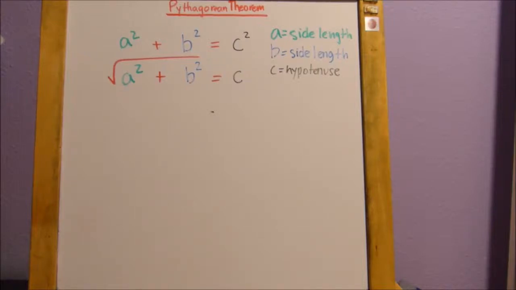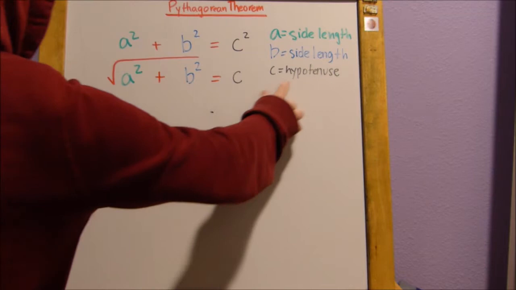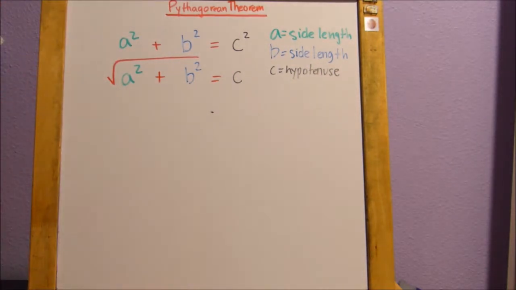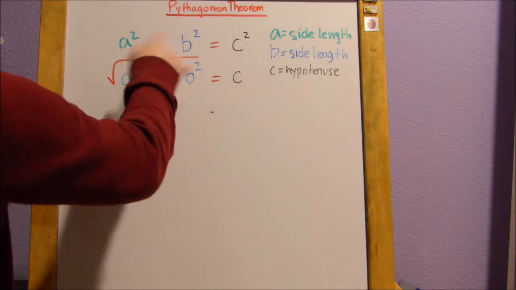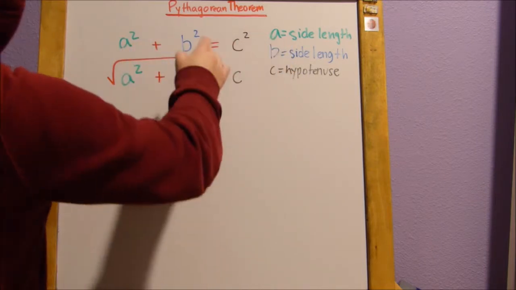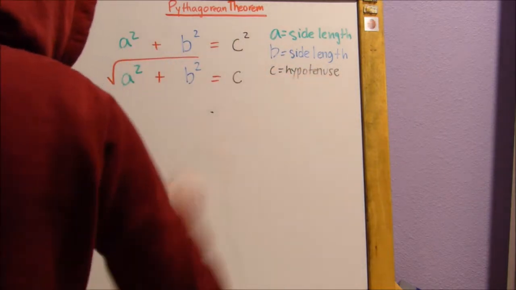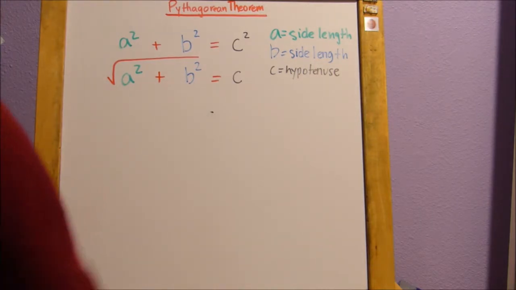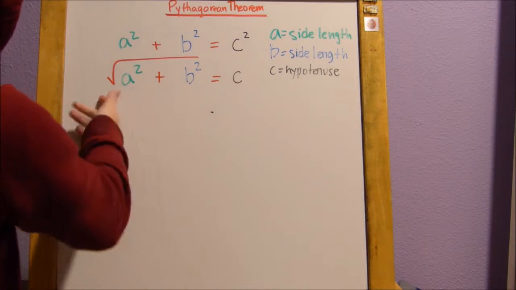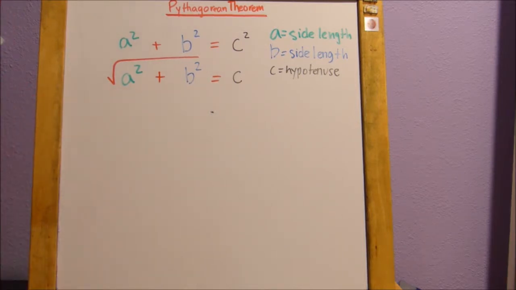So today we're going to talk about the Pythagorean Theorem, which is a way to figure out the hypotenuse of a triangle. The theorem goes a squared, where a is a side length, plus b squared, where b is also a side length, equals c squared. C is the hypotenuse. Another way to look at the Pythagorean Theorem, which is simply square rooting both sides, is the square root of a squared plus b squared equals c.